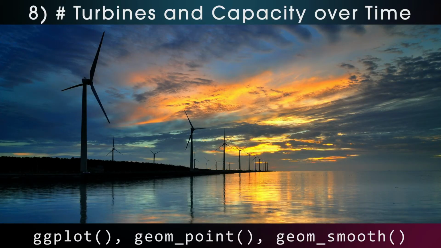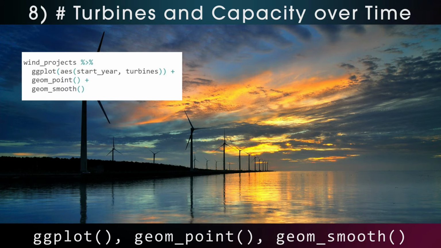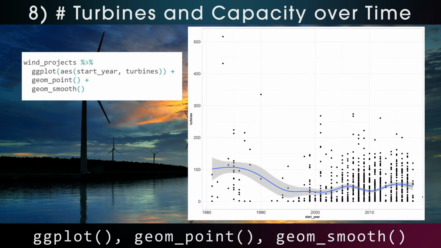If you want to know how many projects were started in the US over the last 4 decades and how many turbines they added, here's how you could do it. We use the wind projects dataset and put start year on the x-axis and turbines on the y-axis and add geom points and a geom smooth line. There were 3 projects that started in the mid-80s, but then it really picked up in the 2000s, with an average of 50 turbines per project, some even adding hundreds of turbines.